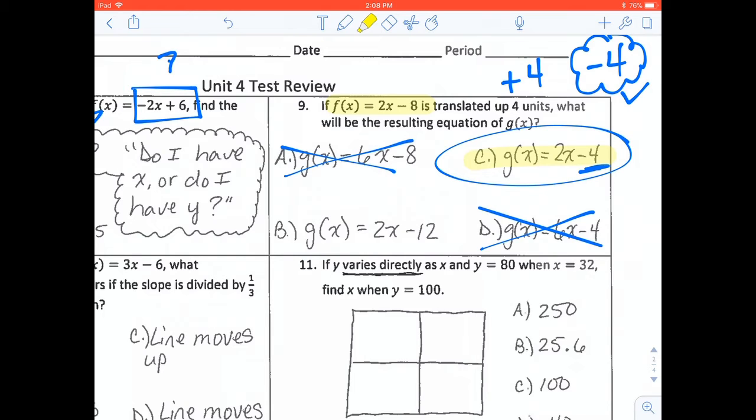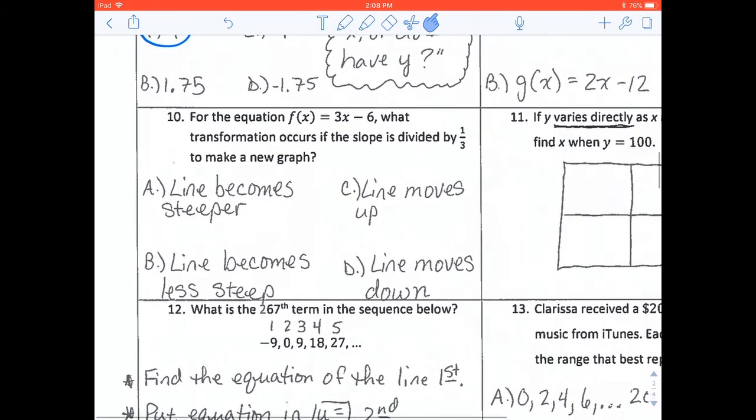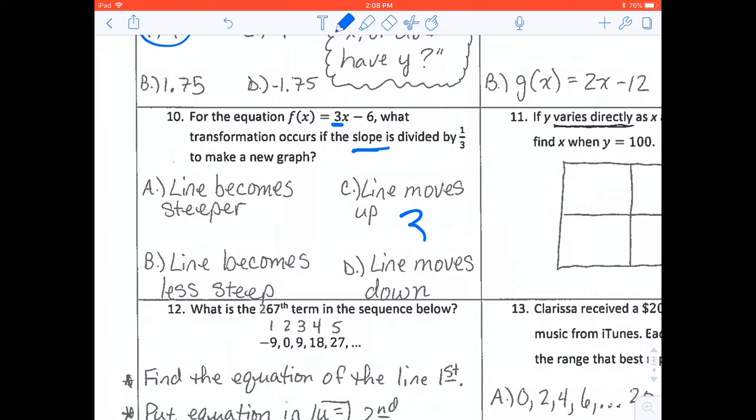10. For the equation, what occurs if the slope, that's this number right here, the coefficient, the number in front of x, is divided by 1/3 to make the new graph? So if I take 3 divided by 1/3, my new slope is going to be 9. My new equation is y equals 9x minus 6.